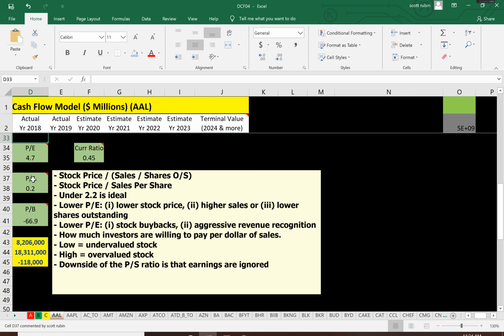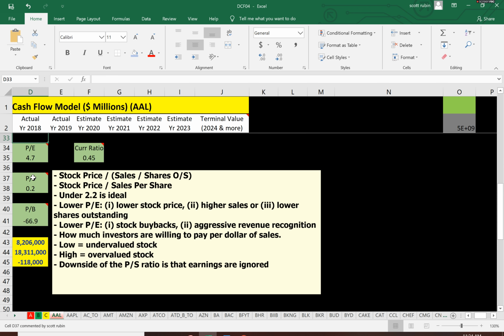So it is a good PE. Let's move to the price over sales ratio. That's just the stock price over the sales per share, or the stock price over sales over shares outstanding. And I look for under 2.2 in a company.